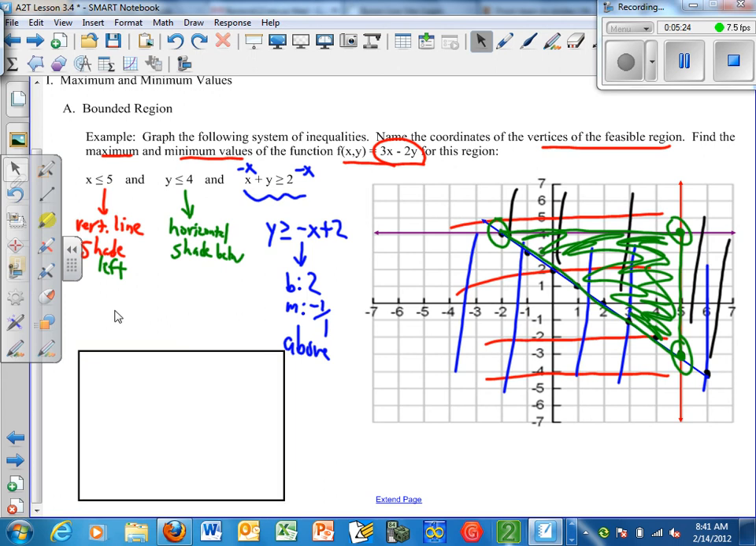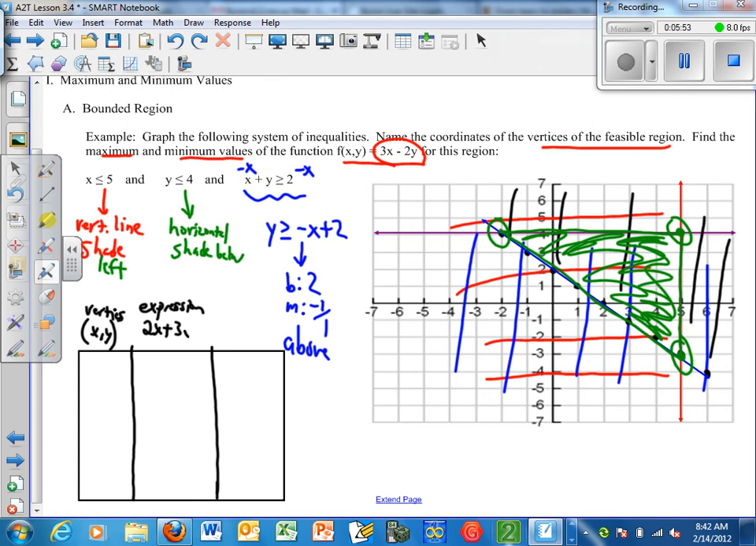Divide it into 3 columns. Here's what I mean. We're going to divide this into 3 columns. And the first column we're going to call the vertices. So I'm going to put x, y. In the middle, I'm going to put the expression, and that will change for each problem. So in this case, the expression is 3x minus 2y, and then this is going to be the output of the function. I'm going to call it f of the coordinate x, y.